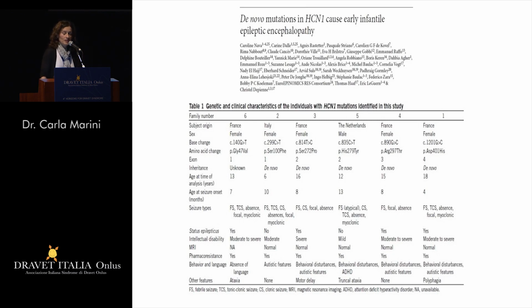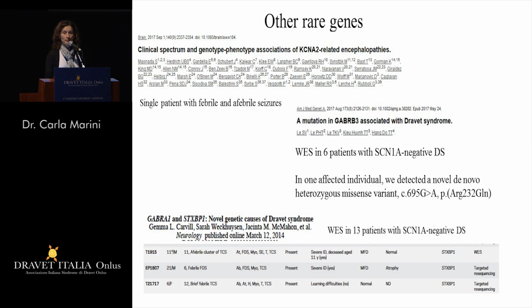We know from Christelle Depienne's group that there are patients with mutations in HCN1 causing early infantile epileptic encephalopathy with some features resembling Dravet syndrome, and here are the clinical features, predominantly again these febrile and afebrile seizures. And again we can discuss if this is Dravet syndrome or not, or if it resembles Dravet syndrome. Then briefly, there are other genes, as I said, associated with Dravet syndrome, like KCNB2, where there is one patient with febrile and afebrile seizures reported in this single paper. There is this recent paper reporting patients with mutations in the beta-3 subunit of the GABA-A receptor, and again, they are said to resemble Dravet syndrome.